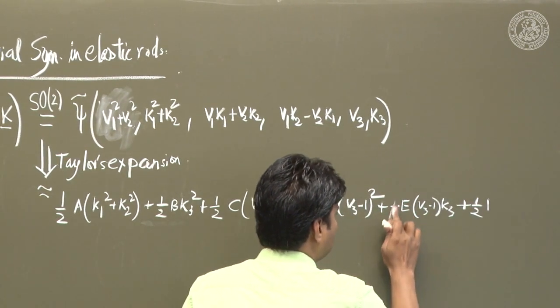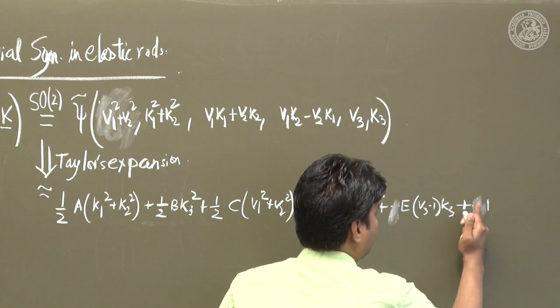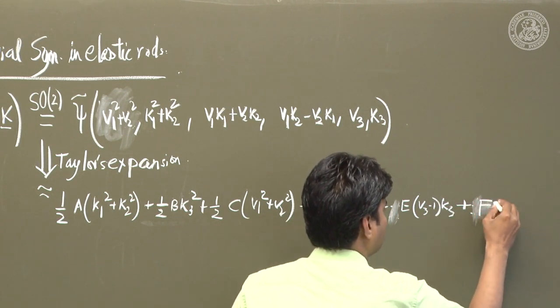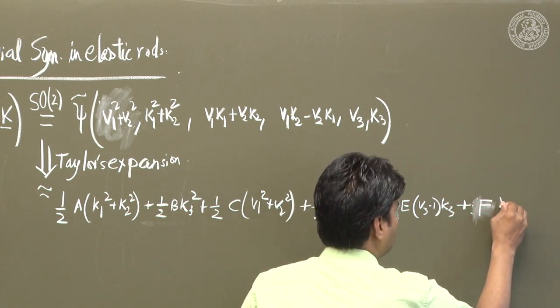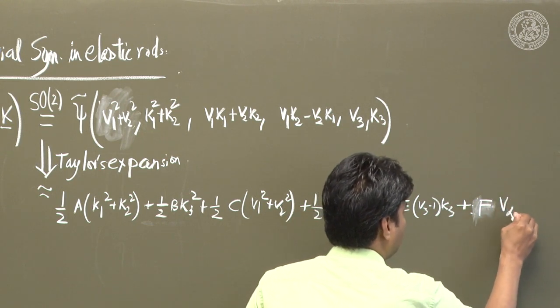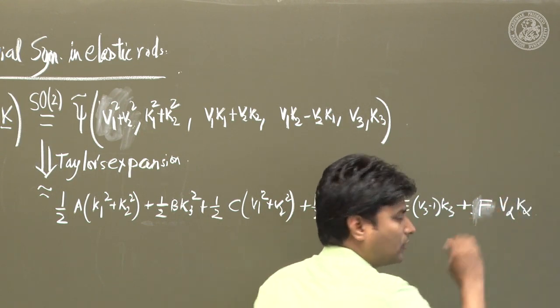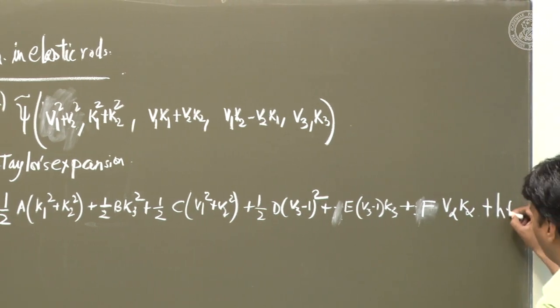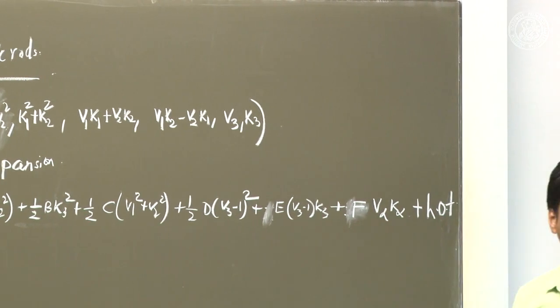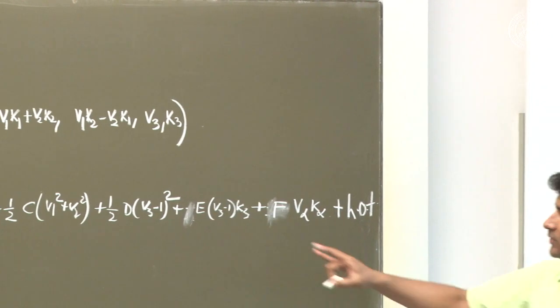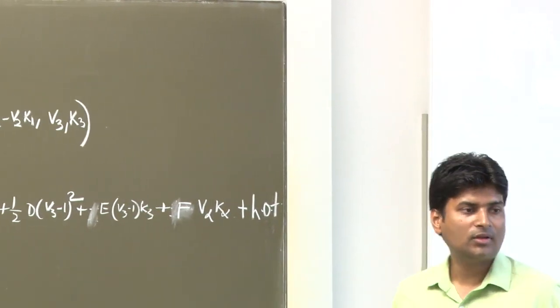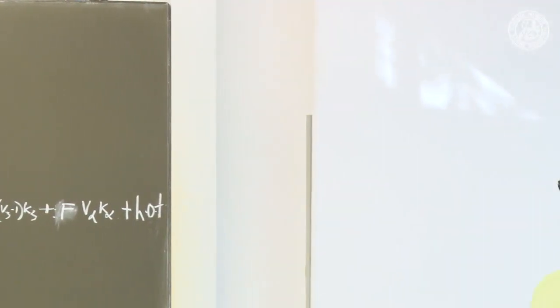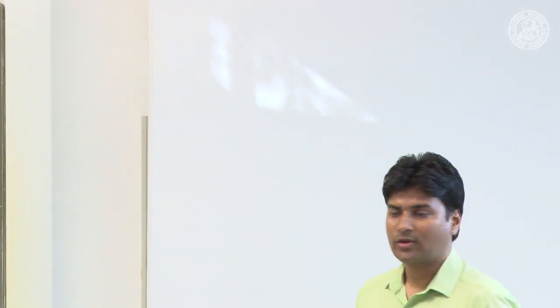this was without the half, plus F times V alpha K alpha, where alpha runs only from 1 to 2. Okay, so that is the quadratic term, and it also had the higher order term, which of course you can forget about if the strains are small enough.